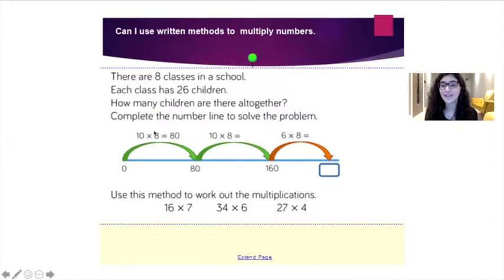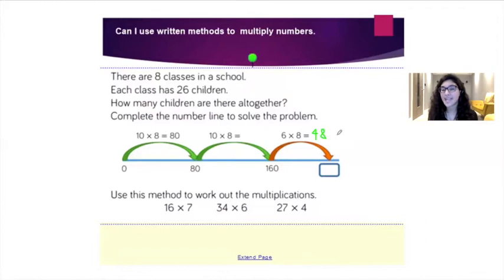So 10 times 8 would be 80. Then 10 times 8 is 80 again. 80 plus 80 would give you 160. Then from there we work out 6 times 8. So you can use your 6 times tables or you can use your 8 times tables. It's completely up to you, whatever you're most comfortable with. But either way, you should get the answer, 48.